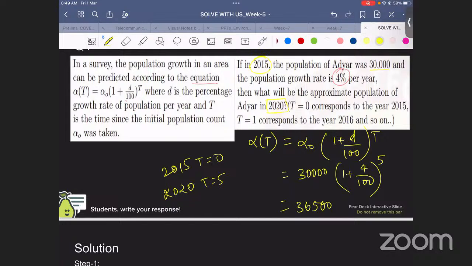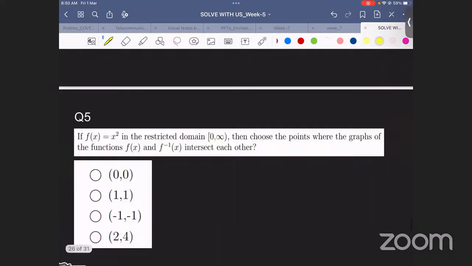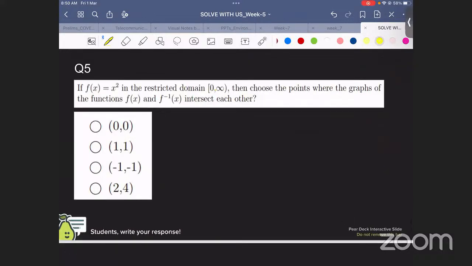Is it clear now? Yes, sir. Understood. Okay. Let's solve this one. You have been given a function f(x), I guess, and then you have been given the domain, which is also fixed here.